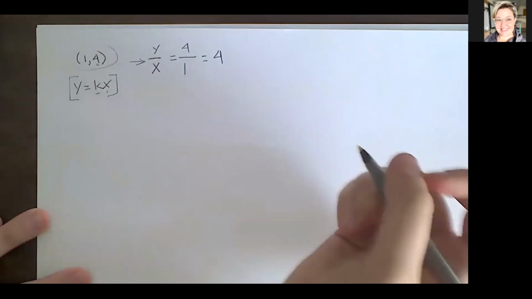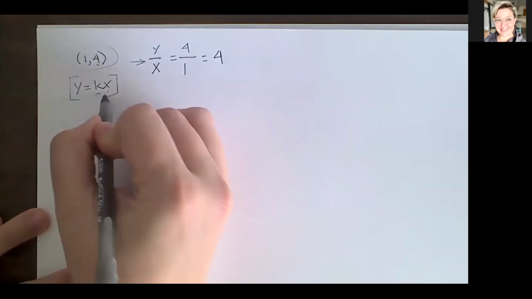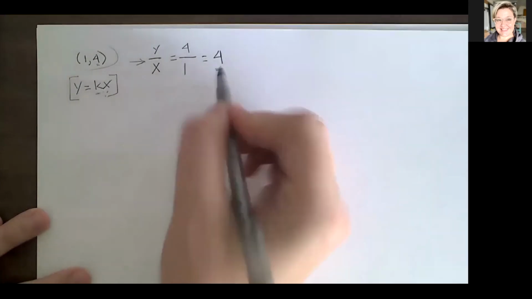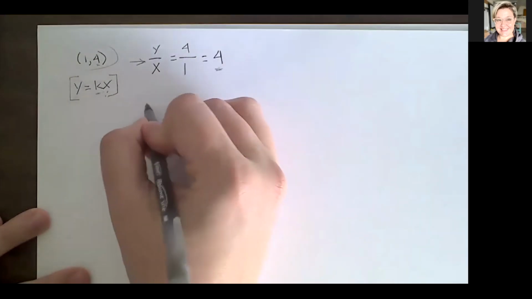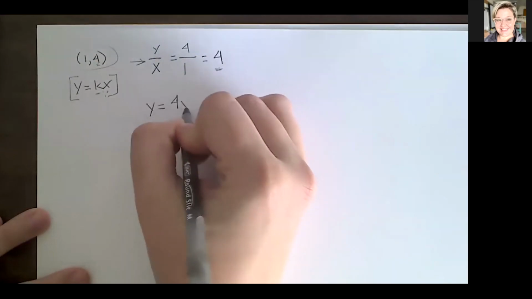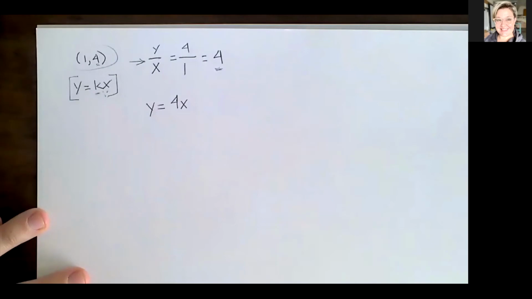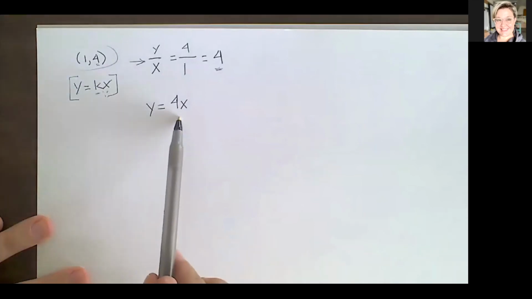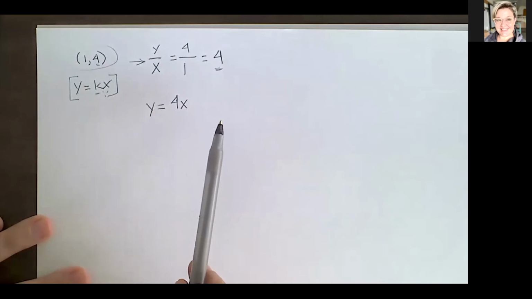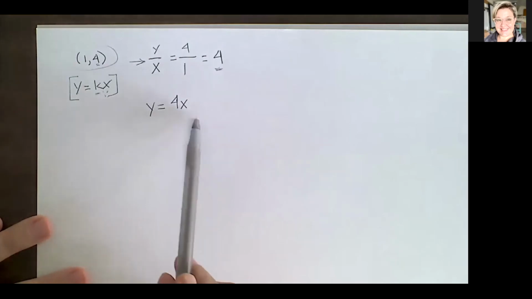So now we can plug that into our original equation here. This is how we found what k is going to be. And we can say y equals 4x. We know that the constant of proportionality is 4 inches in perimeter for every 1 inch of side length. And that's going to keep on going.